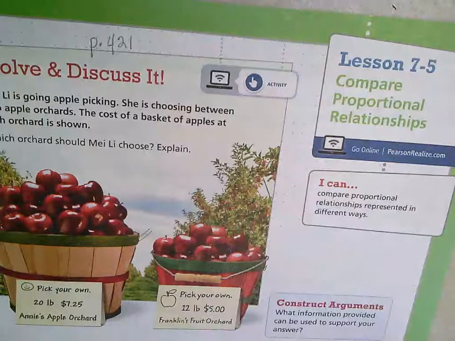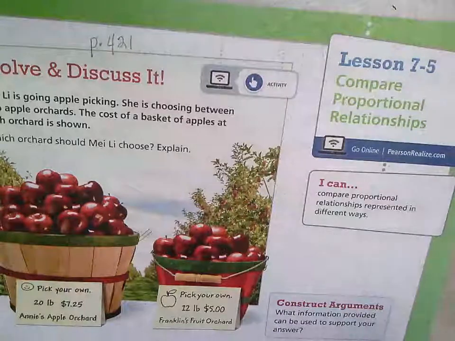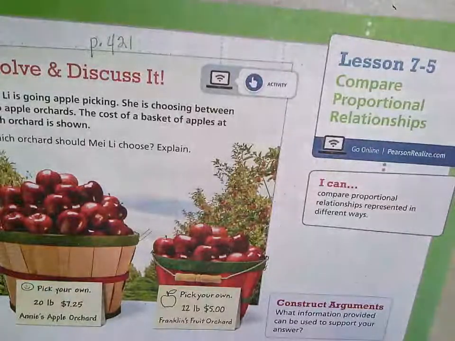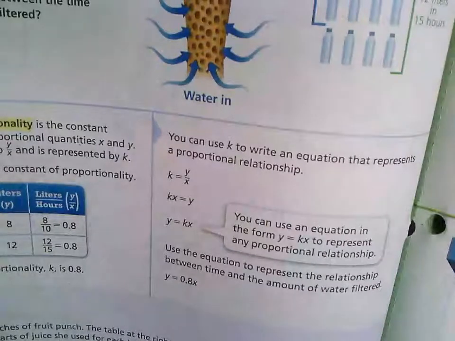This is lesson 7-5, compare proportional relationships. This lesson jumps really fast into some algebra concepts that relate back to proportional relationships, particularly the constant of proportionality. So I'm just going to go back and talk to you a little bit about that as a review.